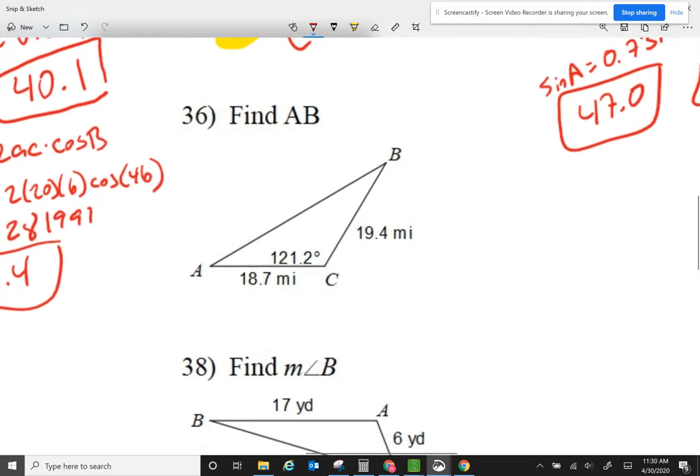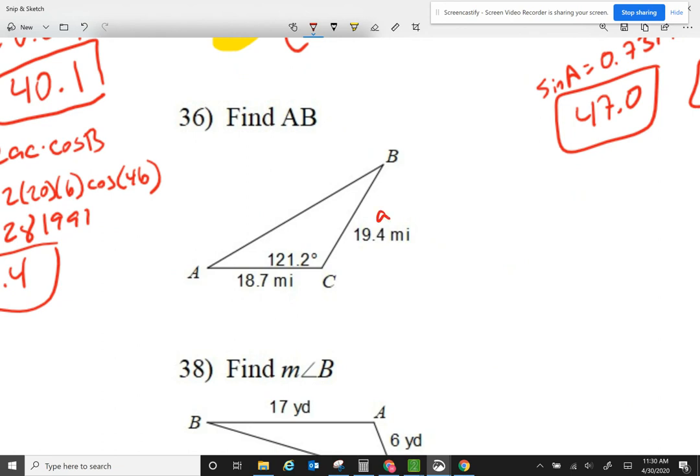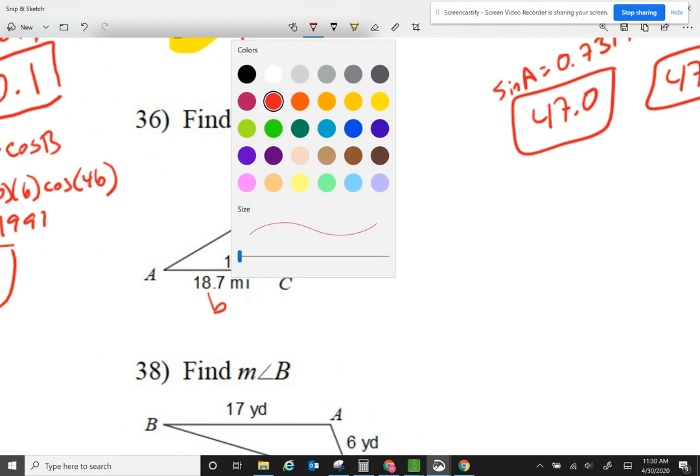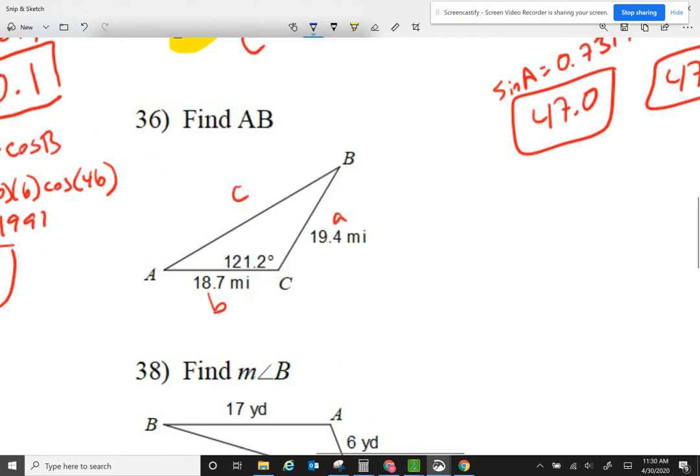All right, let's take a look at number 36. This is little a, this is little c, and this is little b. I don't have two of the same letter, so I'm going to have to use law of cosines. I'm given angle C, so from the formula that I gave you guys, I'm going to use the third one, because that's the one that has angle C, right? Because I have to do cosine of C. So remembering the formula, I have C squared is equal to A squared plus B squared minus 2 times A times B times cosine of C.